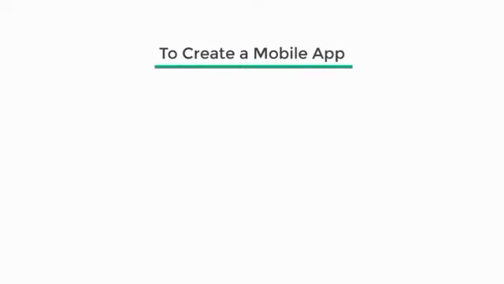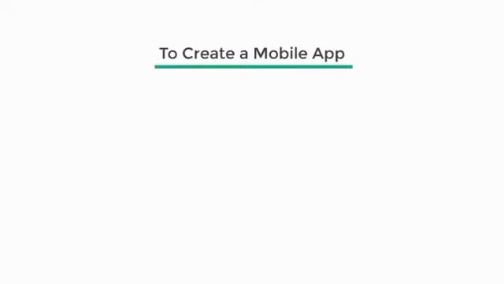Okay, next you need to select what type of app you want to create. As I want to create a mobile app, I'm going to select this. Click Next. And here you will find ready-made app templates which you can use to create your app. As we are going to create the app from scratch, let's select this. Click Next.